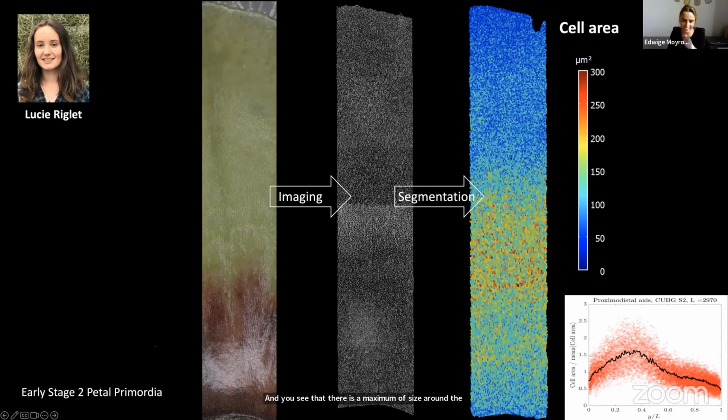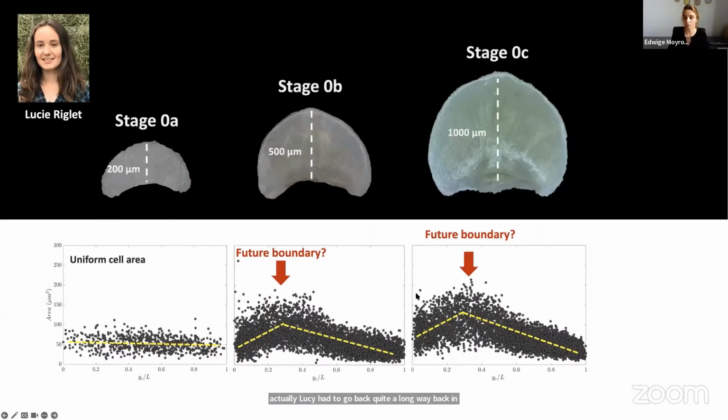And what's really interesting is actually Lucy had to go back quite a long way back in time during development to find a petal that failed to show this behavior. So what does it tell us? It tells us that the layout of the bullseye is set up long before the bullseye emerges. So the petal is really pre-patterned.